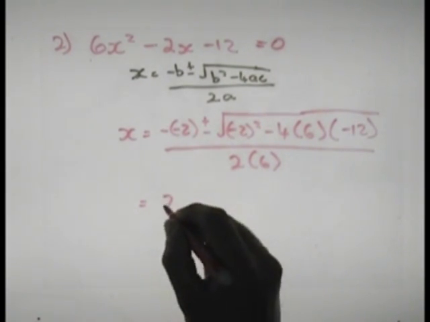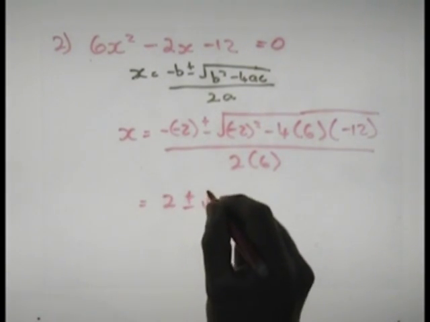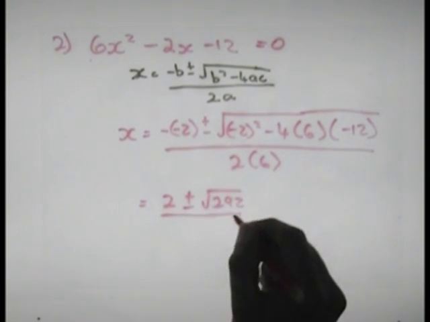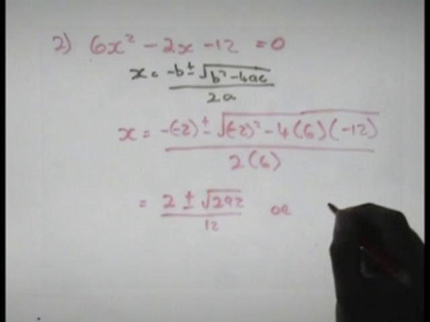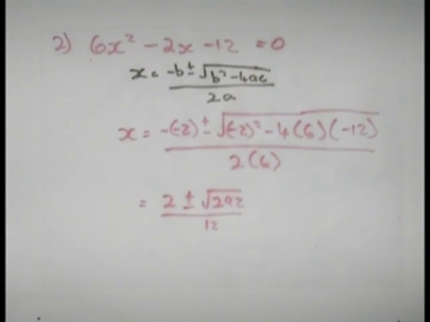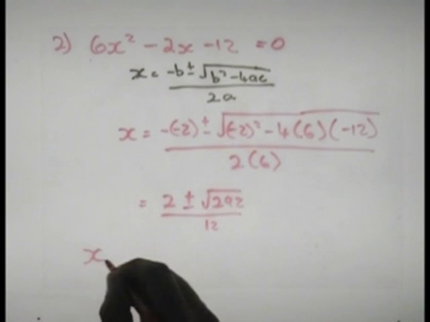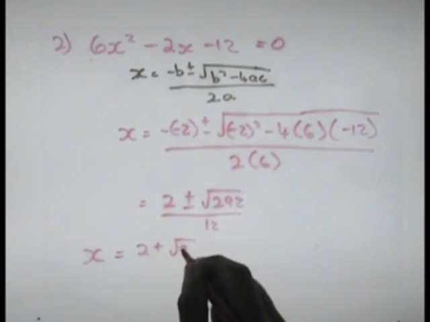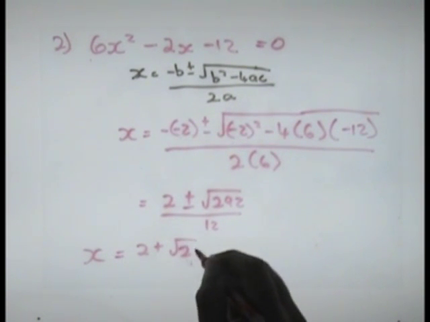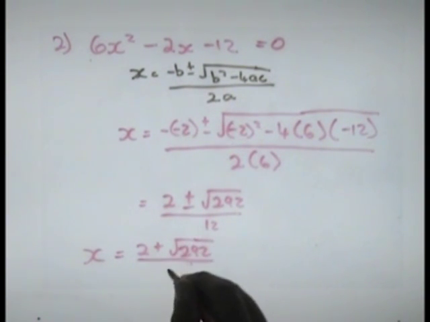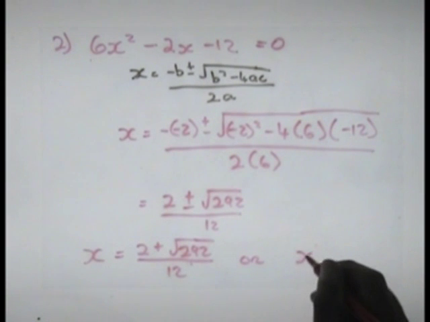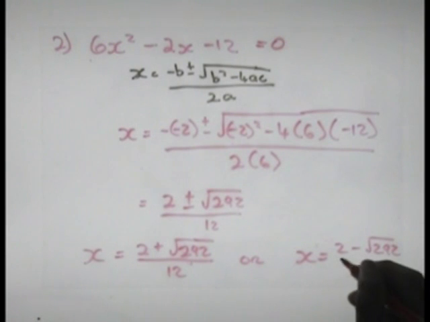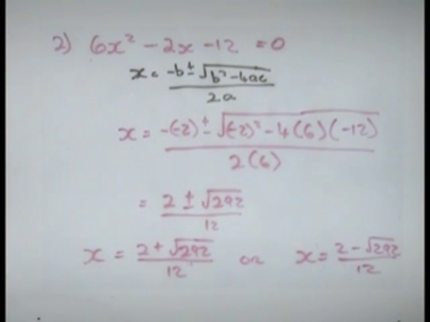That's going to equal positive 2 plus or minus the square root of 292 over 12. So the two possible options are x is equal to 2 plus root 292 all divided by 12, or x is equal to 2 minus root 292 over 12.